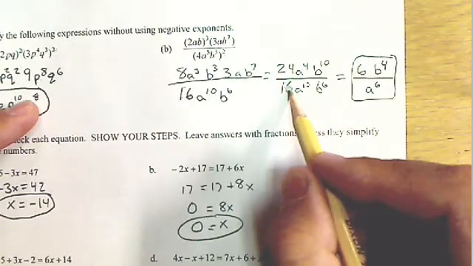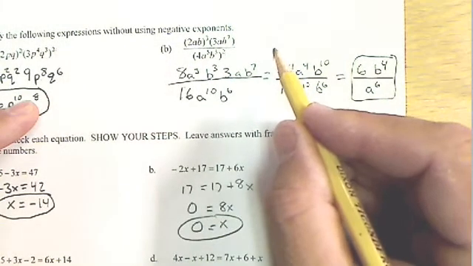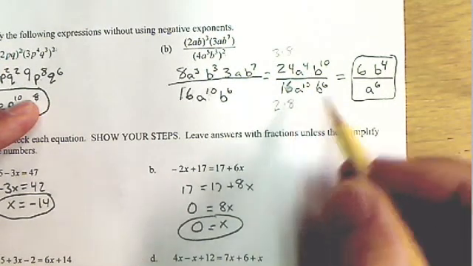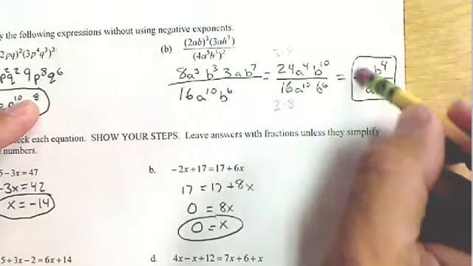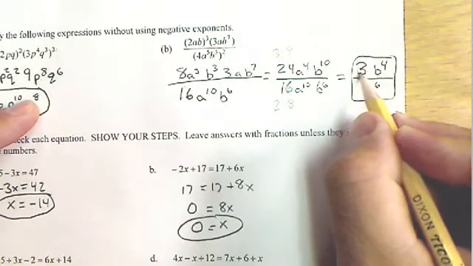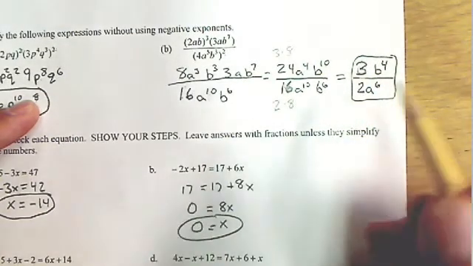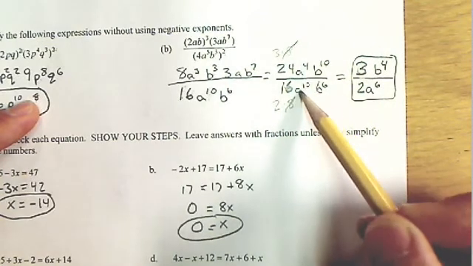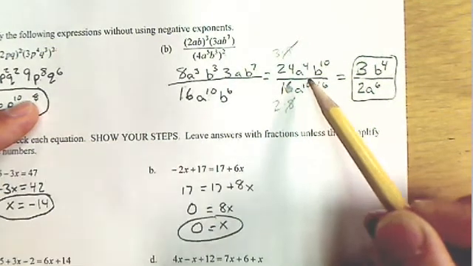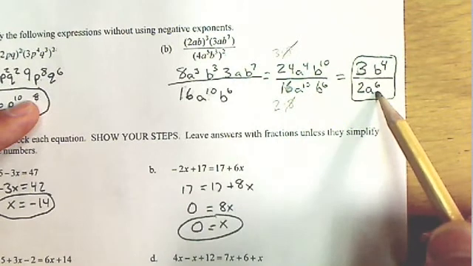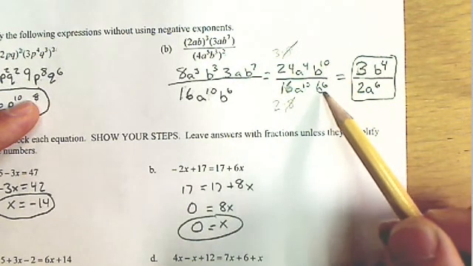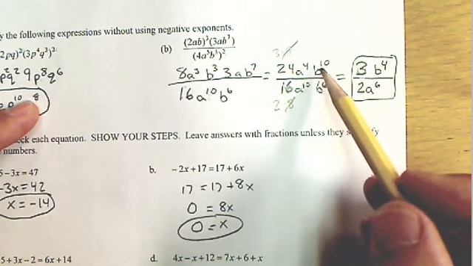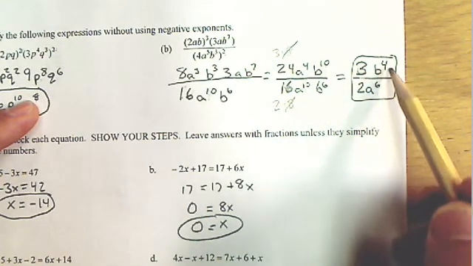And then I have to reduce this. This is 3 times 8, and this is 2 times 8. So I'm left with a 3 on the top, 2 on the bottom, because the 8s would cancel out. a to the 4th over a to the 10th, 4 of them would cancel out, leave me 6 on the bottom. b to the 10th over b to the 6th, you would have 4 left on the top.